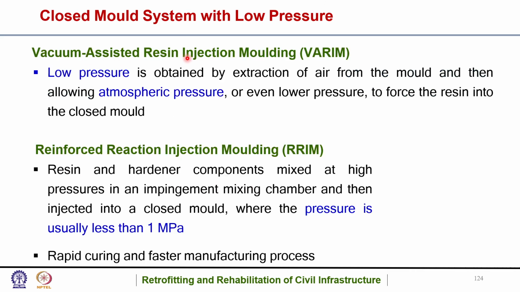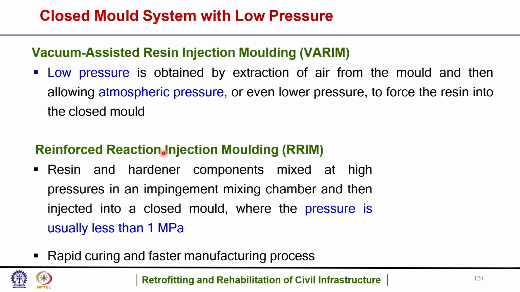Next is the vacuum assisted resin injection molding (VARIM). So it has a low pressure. Here low pressure is obtained by extraction of air from the mold and then allowing atmospheric pressure or even lower pressure to force the resin into the closed mold.